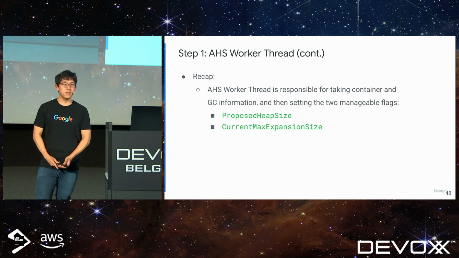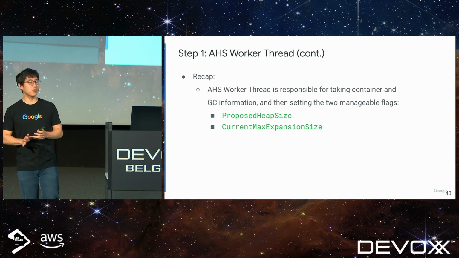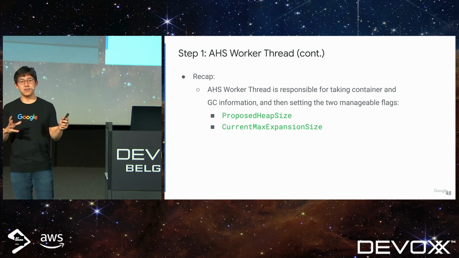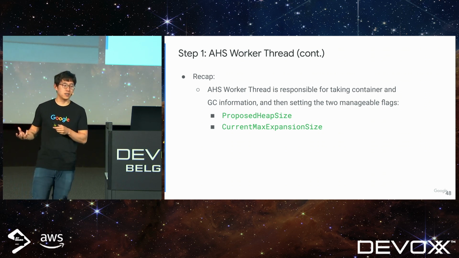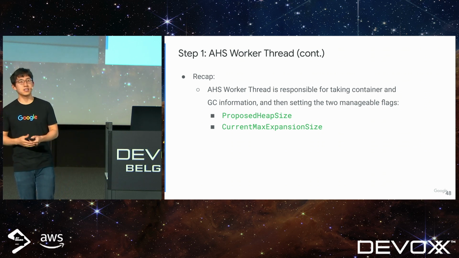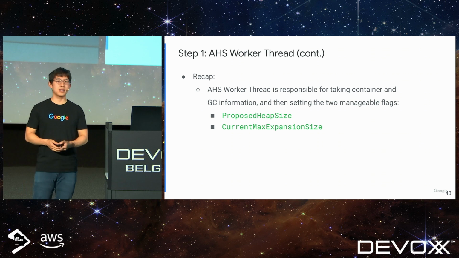Okay, so just to recap, since that was a lot, the AHS worker thread is responsible for taking both the information about the container as well as information about the GC and using that to set two manageable flags, which are called proposed heap size and current max expansion size.